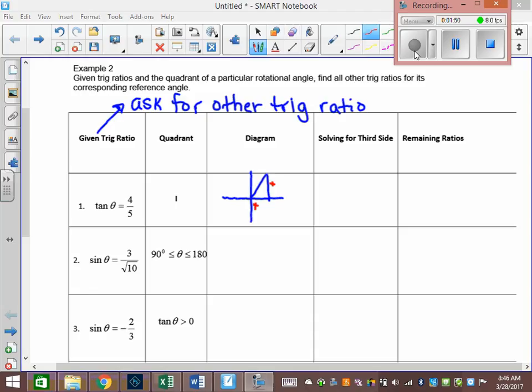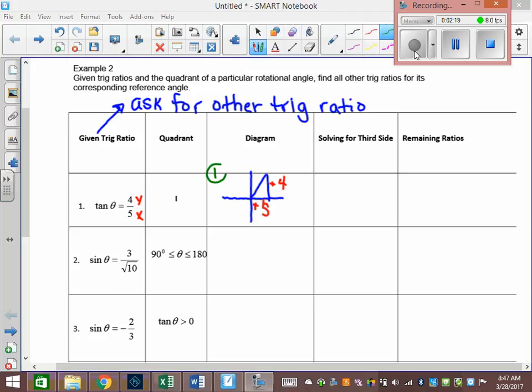Now, tan is y over x, so we have y and we have x. We have 4 and we have 5. Often, if they're asking you for one trig ratio, they're not going to ask you for cotan at this point, because cotan would just be it flipped. They're going to ask you for sine or cosine or secant or cosecant, because they're going to make you solve for the third side. They're going to make you solve for the missing one. Okay? So how do we do that? We solve for the third side by Pythagorean theorem.